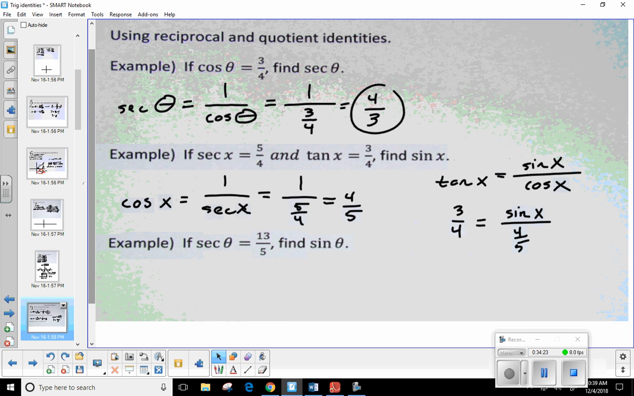A lot of people are probably going to want to multiply by the reciprocal, but that's not going to get rid of the fraction. It's still going to be on this side, and we just need sine of x. So in a case like this, I would just multiply through by that denominator, even though that denominator is a fraction, because what's going to happen? Yeah, the 4/5 are going to cancel. Sine of x is now isolated, and it's equal to what? Sine of x equals 3/5. Okay. Questions?